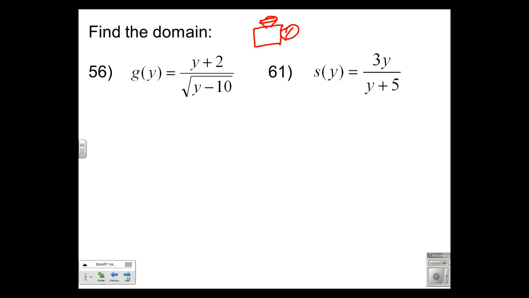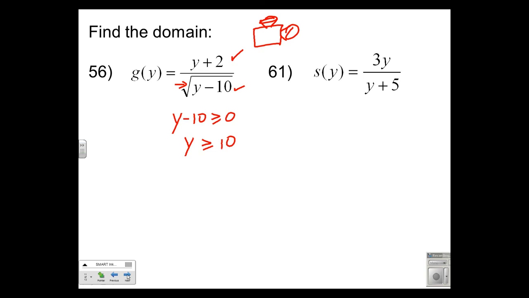So I just go through step by step. Can I add 2 to any number? Yep. Can I subtract 10 from any number? Yep. Can I take the square root of any number? No. y minus 10 has to be bigger than or equal to 0 for me to take the square root. So y has to be bigger than or equal to 10.